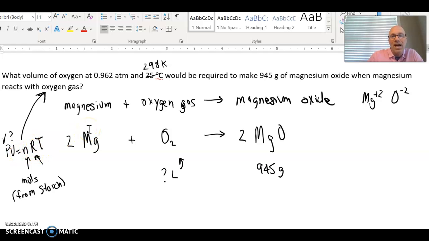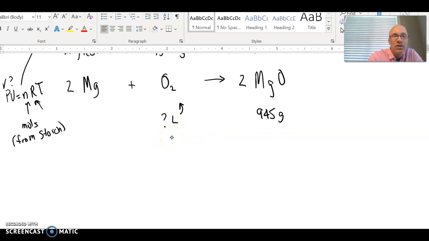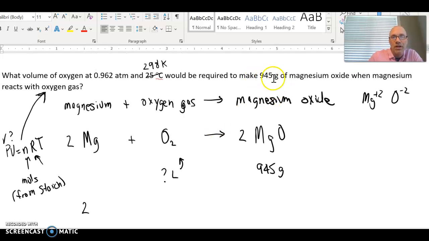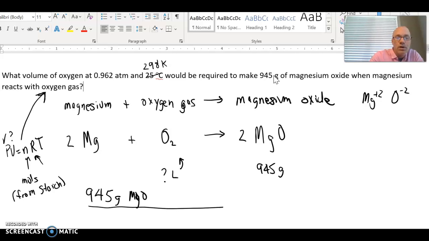So how do we get from 945 grams of magnesium oxide to a certain number of moles of oxygen gas? We can do that just with common stoichiometry. We're going to start the problem off with what the problem gives us, and we're just going to do standard stoichiometry.